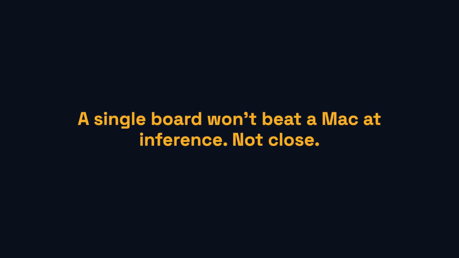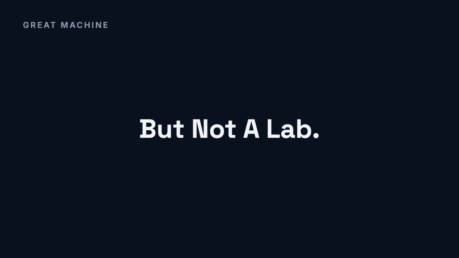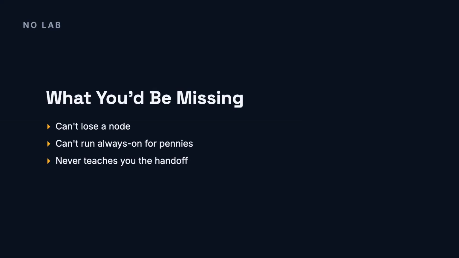And now, reality check. A single board computer will not beat a Mac at inference. It won't get a fraction of the way there. If the only thing you want is the fastest possible private chatbot on your desk, then honestly, buy the Mac Mini first, run a model on it tonight, and be happy. That's a one-machine version of Tier 2, and it's a great machine. But you won't have a lab. You'll have a fast box that can't lose a node, can't run always-on services for pennies, and doesn't teach you the handoff. And the handoff is the product. We're building the whole thing, and the whole thing starts small.